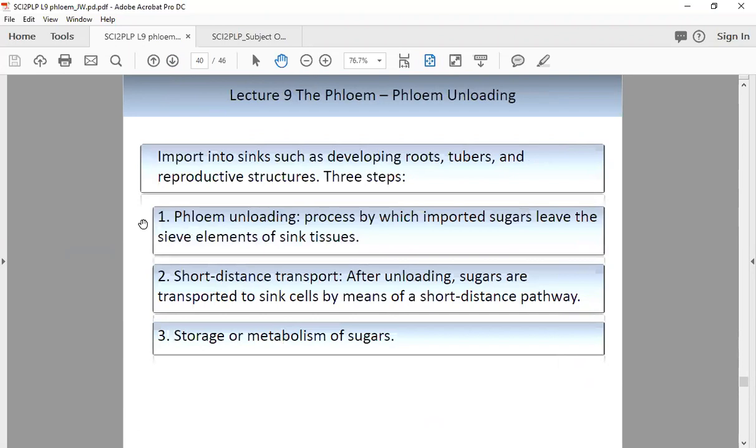All right, now let's look at phloem unloading. Import into sinks, such as developing roots, tubers, and reproductive structures, involves 3 steps. Phloem unloading, of course, the process by which imported sugars leave the sieve elements of sink tissues. Then once again, we have short distance transport. So after unloading, the sugars are transported to sink cells by means of a short distance pathway. So of course, this is just the reverse of phloem loading. And then finally, storage or metabolism.